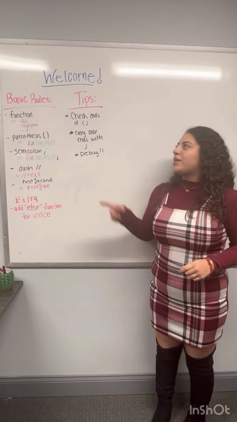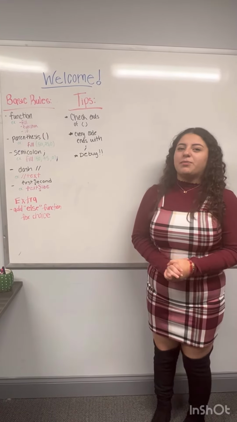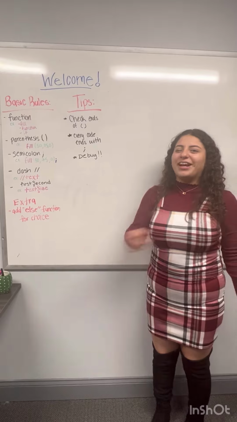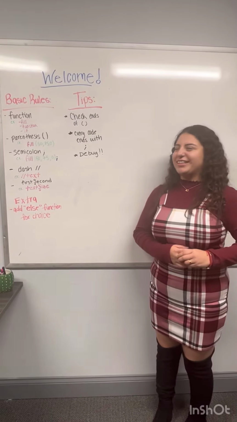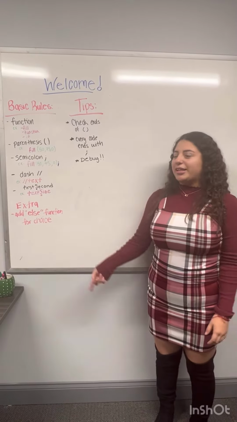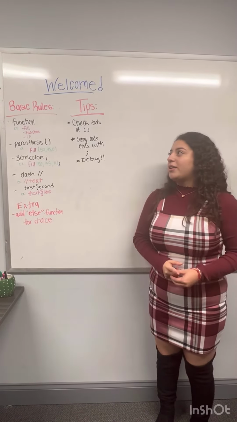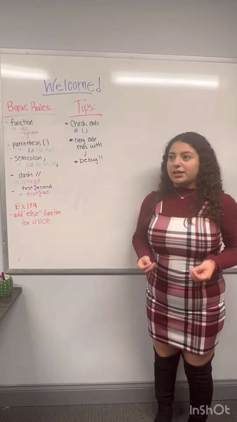We'll be going over the basic rules and the tips, which help you little coders make your toy car fly into outer space and make your chores get done as soon as possible, to go have fun with your friends. To go off with the basic rules, you're going to have a function, which is going to start off your code. This is really important as it tells your code what it's going to do.